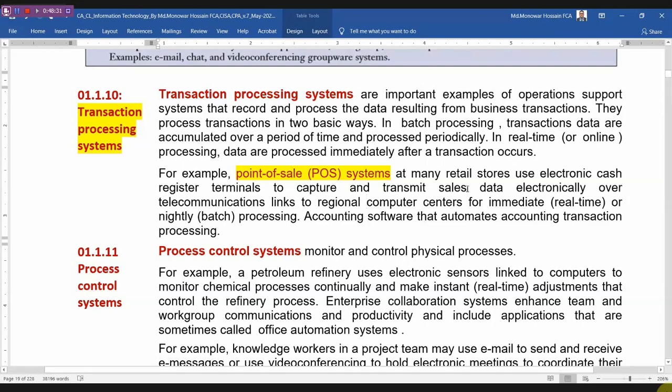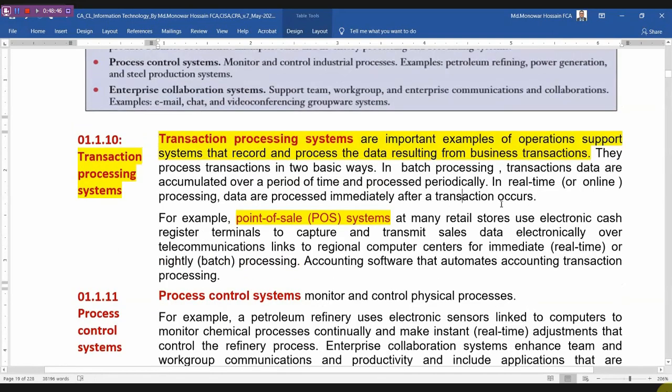So here, transaction processing systems are important examples of operational support systems that record and process data resulting from business transactions. After finishing your transaction, all the data is processed and recorded within the system. They process transactions in two basic ways. There are two ways to process transactions. One is batch processing.